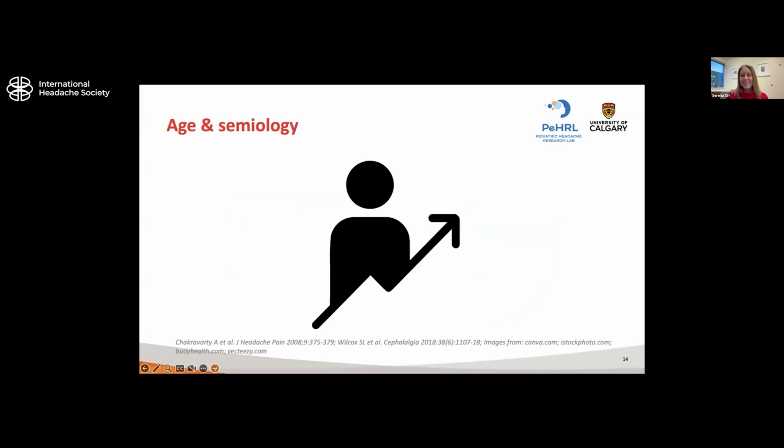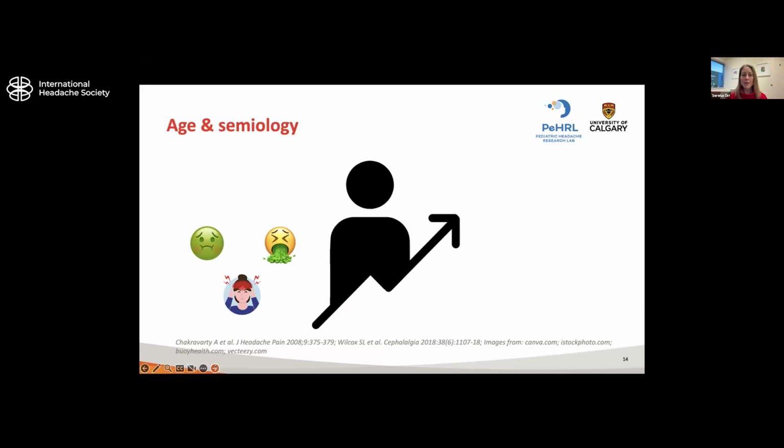What about age? Now, I think actually Dr. Hershey touched on this with their Cincinnati data. So some of this will be repetition, but sometimes that's good for learning. So younger children tend to have more of a bifrontal or bitemporal presentation, so bilateral symptoms in terms of where the pain location is, and a higher prevalence of nausea and vomiting.